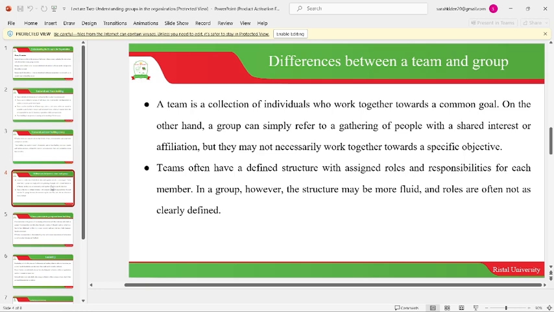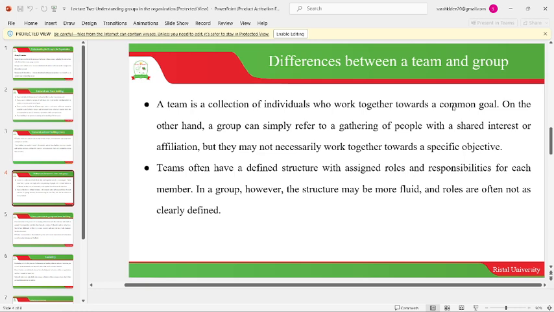So let's look at the differences between a team and a group. A team is a collection of individuals who work together towards a common goal. On the other hand, a group can simply refer to a gathering of people with a shared interest or affiliation, but they may not necessarily work together towards a specific objective. So a team is a collection of individuals who work together towards a common goal, for a specific purpose.